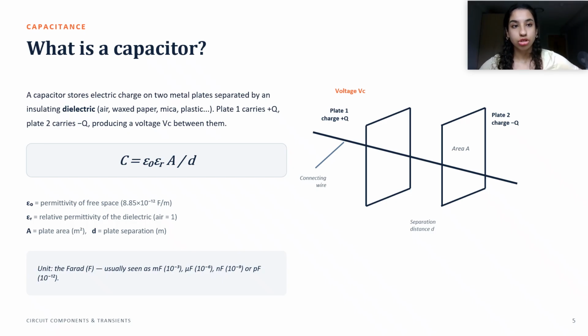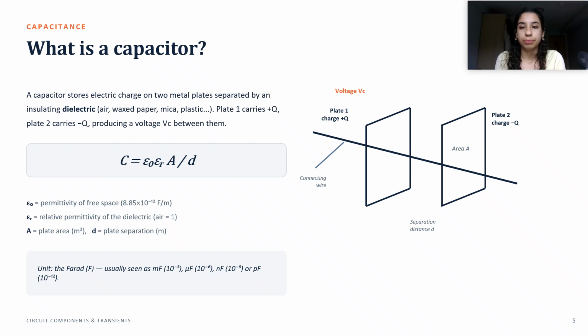It's just charge. Now on the right-hand side, we've got a drawing of two metal plates with a wire going through them. Plate 1 has a positive charge and plate 2 has a negative charge, and in between them is our insulating material, which we call the dielectric.